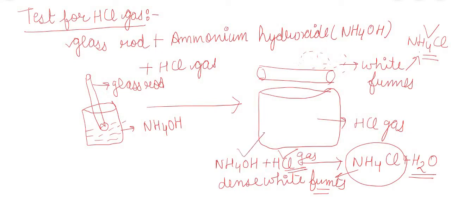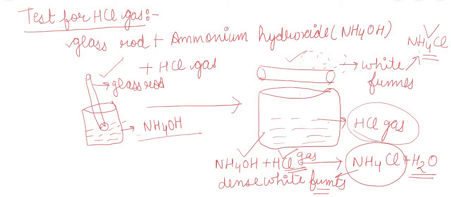So this is the condition by which you can test for HCl gas. Just dip a glass rod in a solution of ammonium hydroxide, and bring that glass rod to the mouth of the jar which is containing your HCl gas.